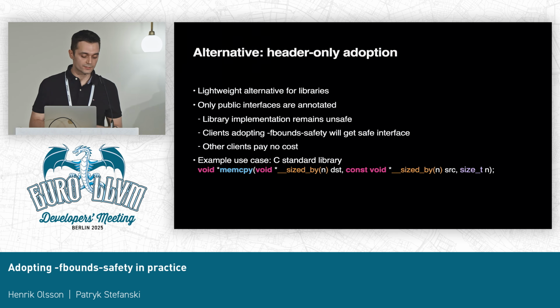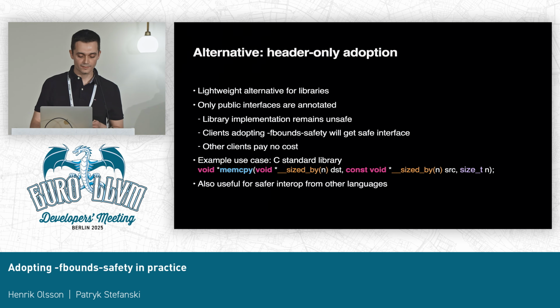So one good example is libc. For example, you can annotate a memcopy with sized by annotation. And this will ensure that on the call side, a bounds check is emitted that you are passing buffers with correct size. But you don't have to enable fbounds-safety in the implementation of memcopy. And this is also useful for safer interop in other languages, because those bounds annotations provide more information to the compiler.